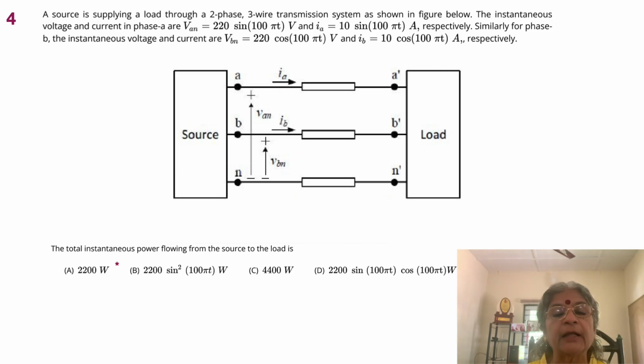Okay, so again there's another power consumption as given by 220 into 10 divided by root 2 and root 2, so it's divided by 2. The total instantaneous power is going to be the sum of both, so 220 into 10 by 2 plus 220 into 10 by 2, or in other words 220 into 10, 2200 watts. Okay, so this is easily done. As also the next problem.